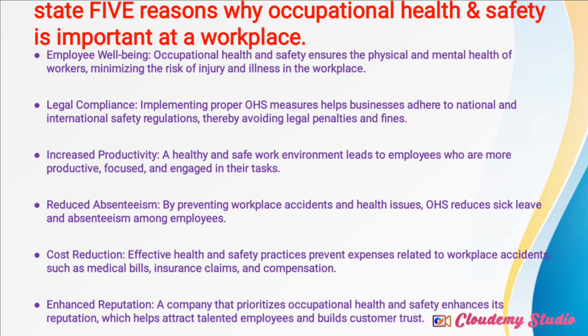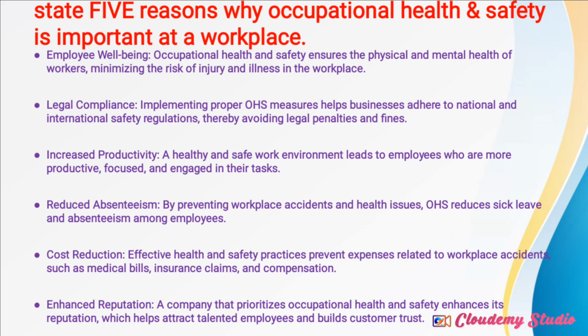Number one is employee well-being. Occupational health and safety ensures the physical and mental health of workers, minimizing the risk of injuries or illnesses in the workplace. And that is a major aim of studying this unit, so that you can be conversant with the environment you are going to work in, especially an industrial environment, and be aware of your surroundings, by being able to pinpoint some of the dangers or potential hazards in a workplace.